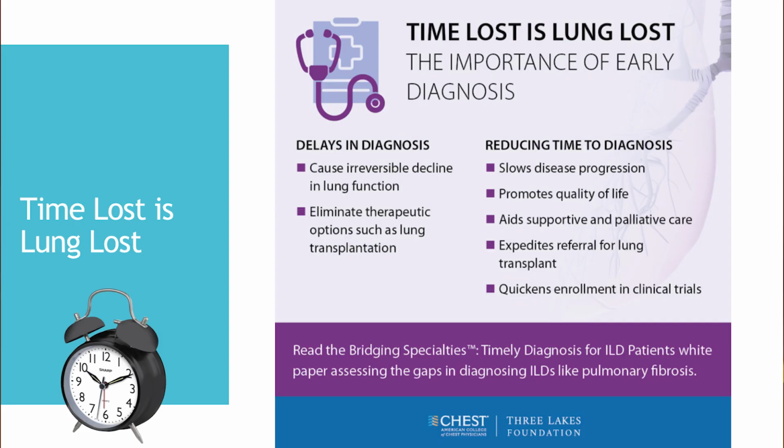The most important thing to remember is that time lost, those 1 to 2 years or longer for some patients where we're not making the diagnosis, is lung function lost. And fibrosis is not reversible. There are things that we can do to try to mitigate it, to try to prevent it from getting worse. But once the lungs are scarred, we can't turn back the clock and unscar the lungs. Inflammation can be reversible to a certain extent, but scarring or fibrosis is not. And so that time lost is really lung function lost. That loss of lung function, like I mentioned, can sometimes eliminate options for therapies as well.